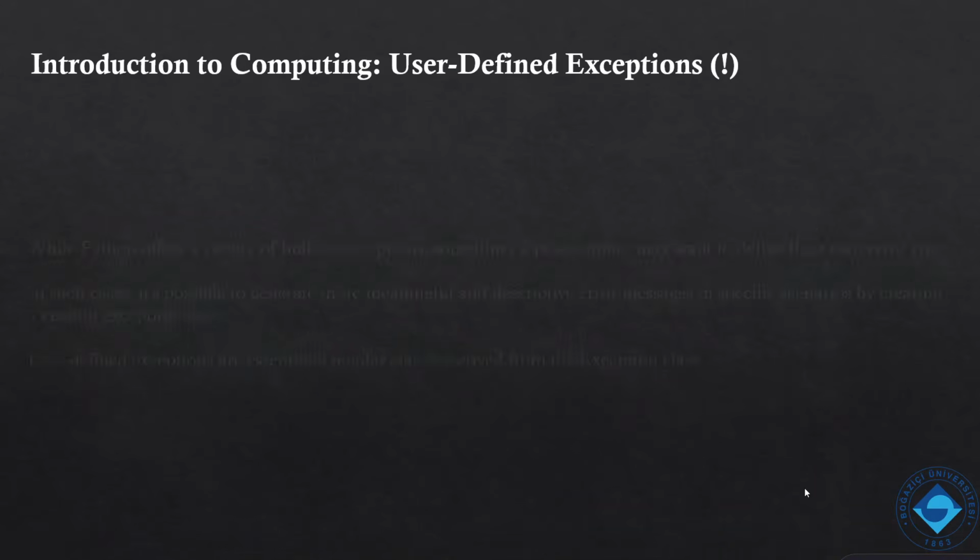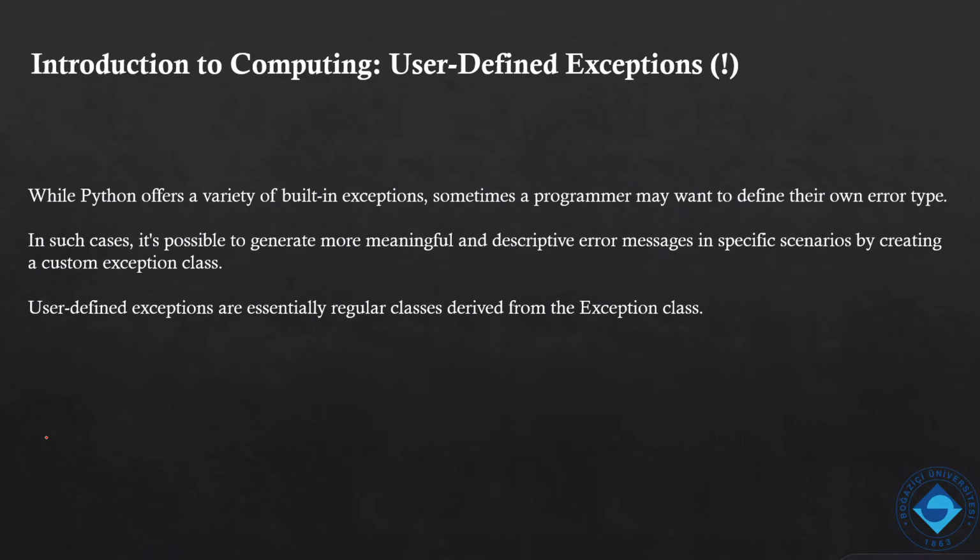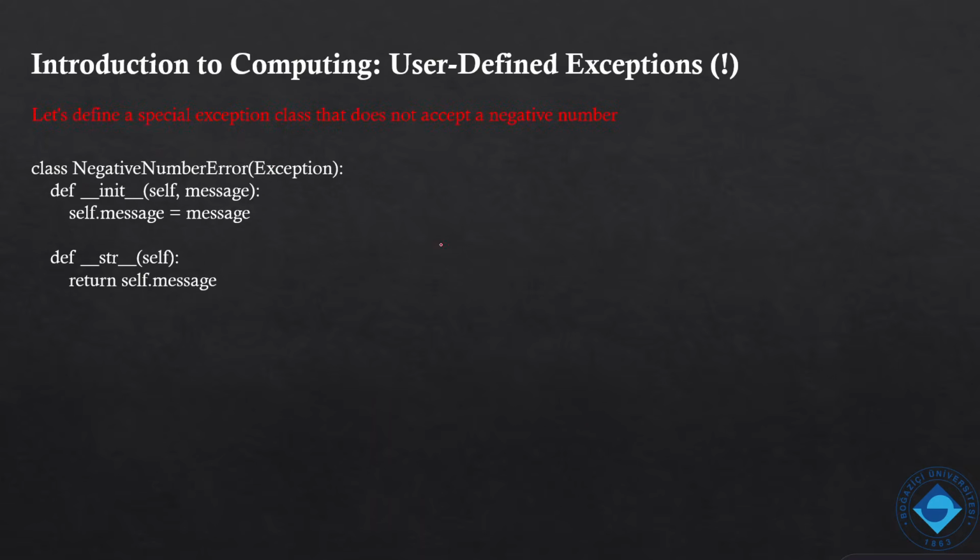Okay, and we can define our own exceptions, which are not predefined in Python. In such cases, it is possible to generate more meaningful and descriptive error messages for your specific scenarios, right? To be able to do it, we have to derive from the Exception class. I will show you now. Let's define a special exception class that doesn't accept a negative number, right?